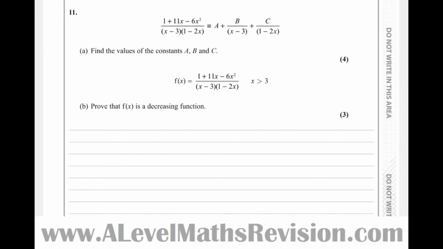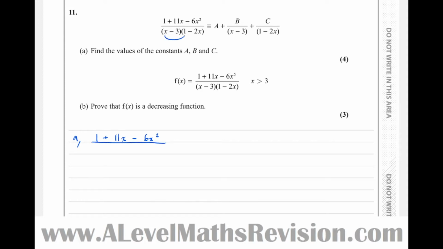So question 11, and this one's on partial fractions and polynomial division. It says find the values of the constants a, b and c, and we're told that this fraction here is equal to this. So the first thing we're going to do, 1 plus 11x minus 6x squared, and we're going to multiply out the denominator.